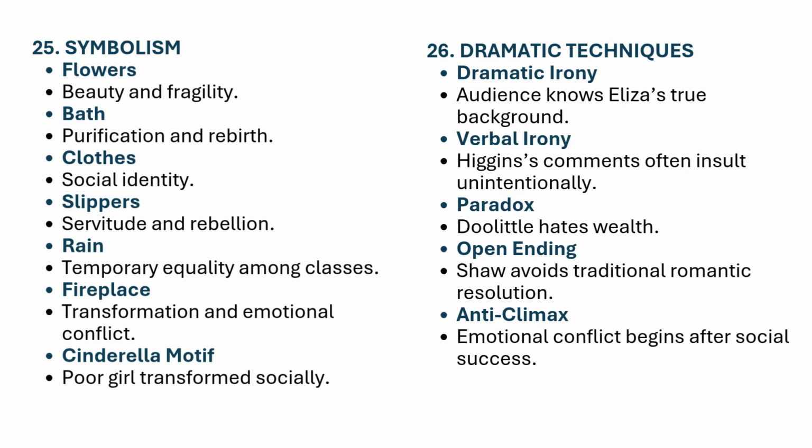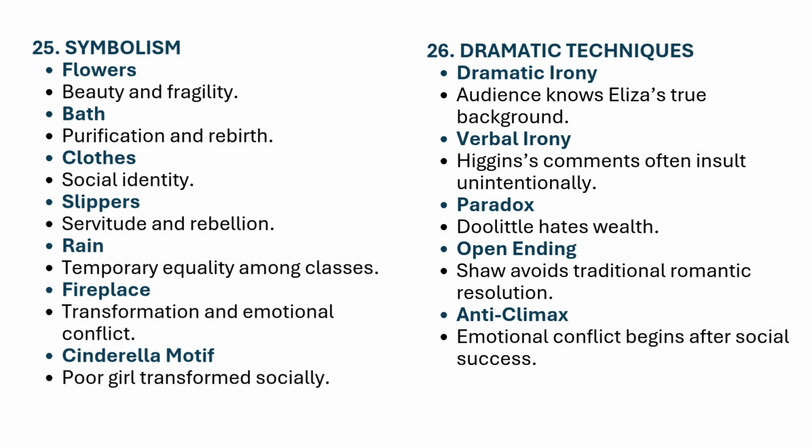Finally, Shaw employs anticlimax. Normally, dramatic tension ends after the hero achieves success. In Pygmalion, the opposite happens. The social experiment succeeds at the embassy reception, but the real emotional conflict begins afterward. This reversal surprises the audience and shifts attention from external achievement to internal growth.